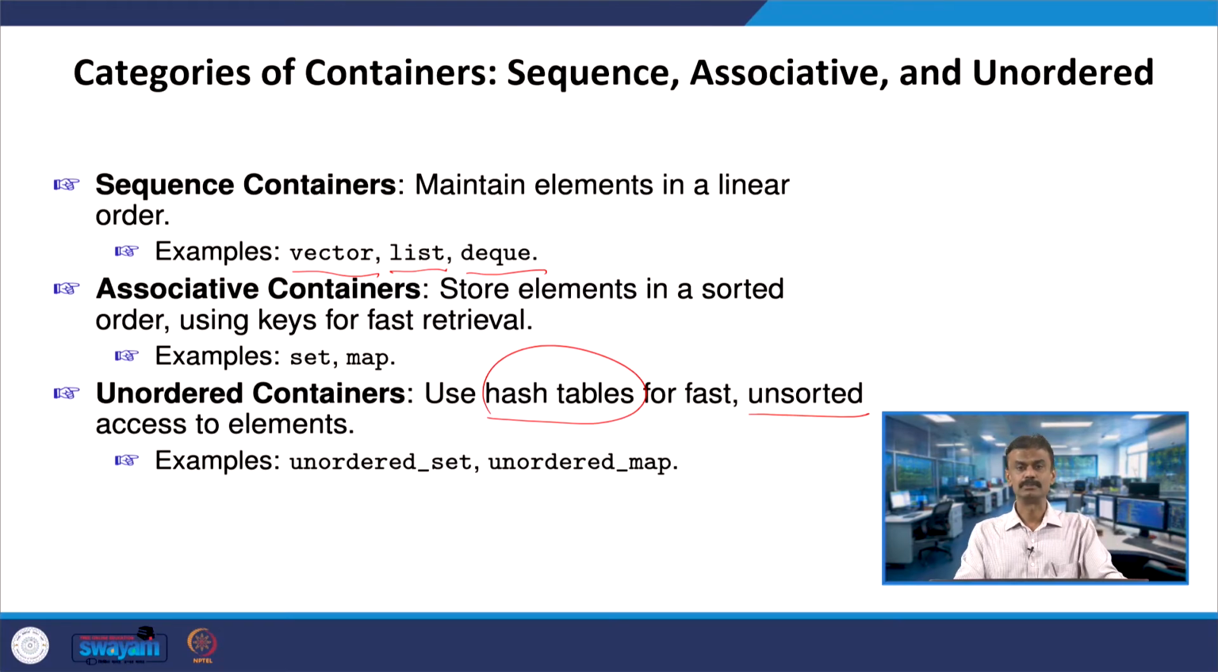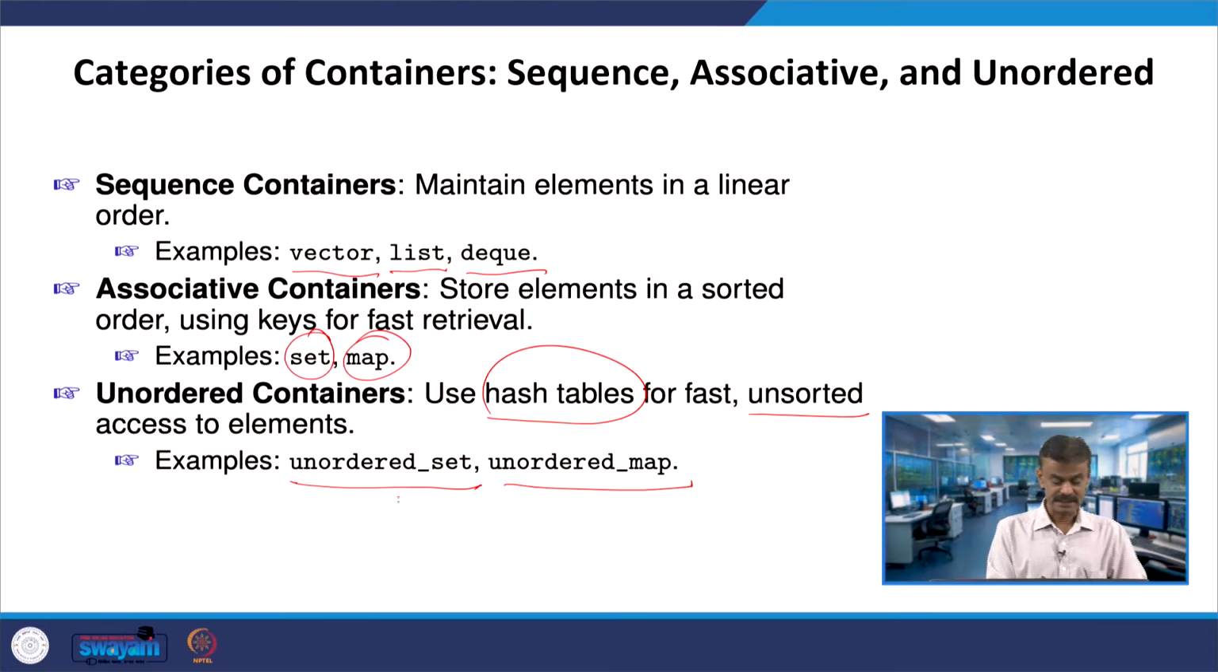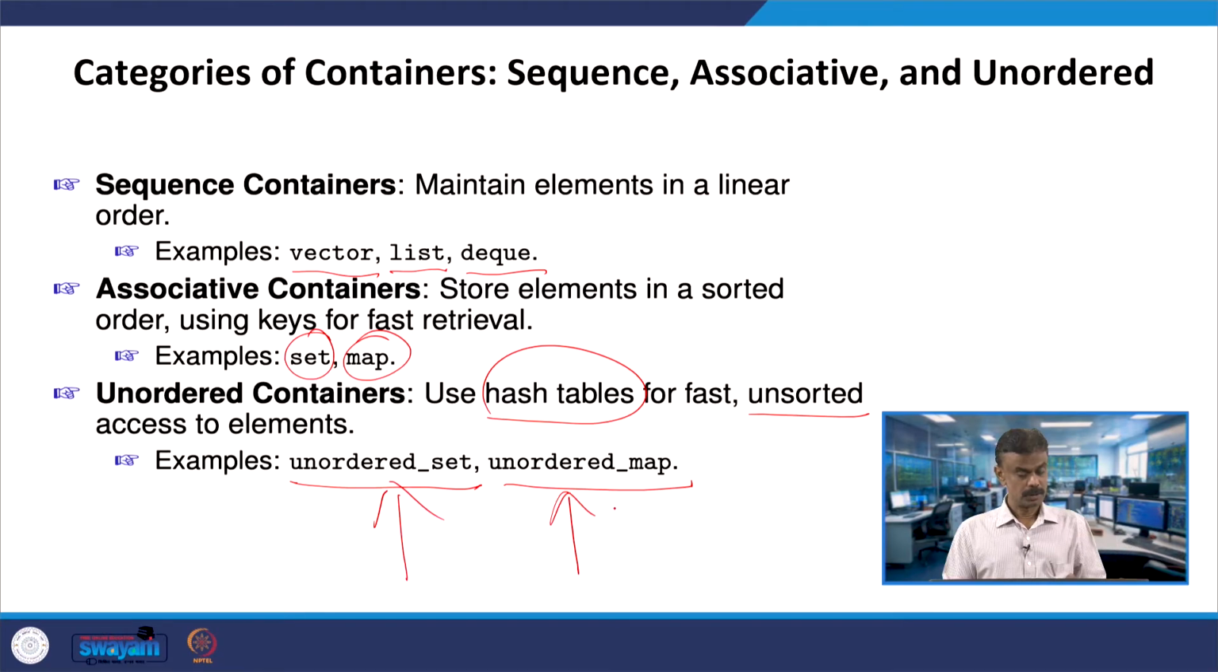So, that means if you want to retrieve the elements, you can do it fast. So, what are all the examples? You have unordered_set and unordered_map. If you simply use set and map, they are ordered, whereas here in this case they are unordered. So, like this we can categorize the containers: sequence containers, associative containers, and then you have unordered containers.